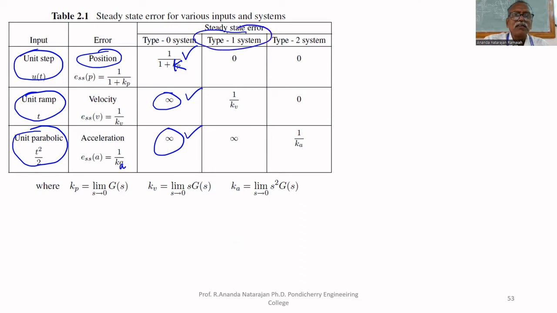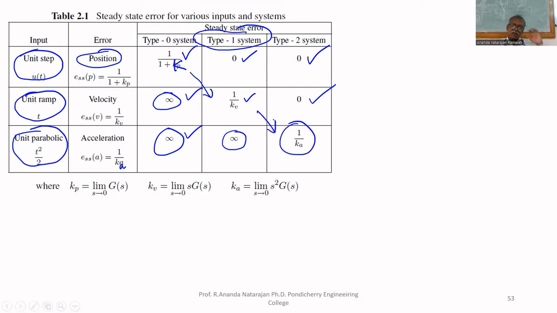If it is a type 1 system, for position input you are getting 0 error. For velocity input, you are getting 1 upon Kv error. For acceleration input, again you are getting infinity. It means the constant term is moving down, and here it is filled with 0. If it is a type 2 system, for position input you are getting 0 error, for velocity input you are getting 0 error, and for acceleration input you are getting 1 by Ka.